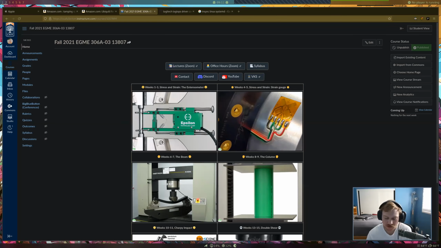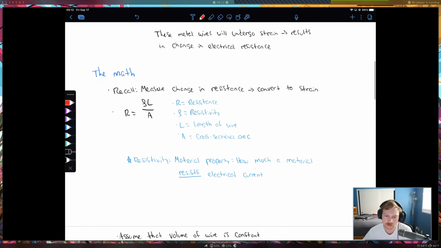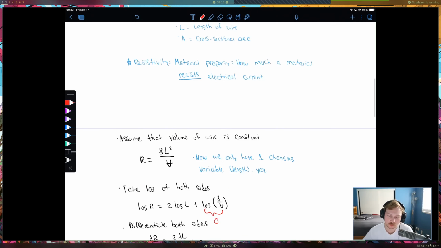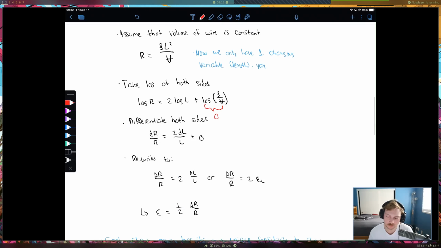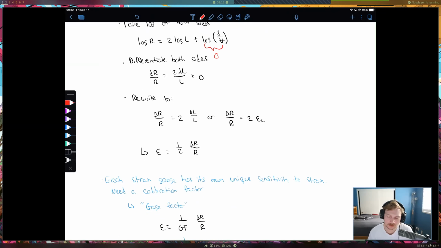And once a load is applied to the rod, those metal wires are also going to deform at the same rate, just like the extensometer, right? So it's undergoing strain at the same rate as the rod. And because it's deforming, these metal wires have a change in electrical resistance. That change in electrical resistance has a linear relationship to strain, and we can then calculate strain.